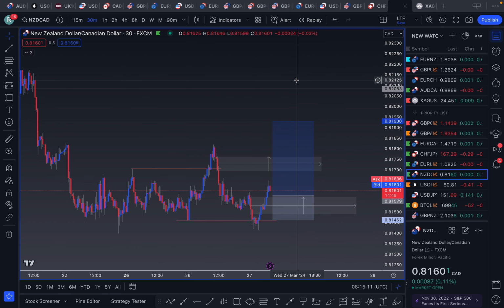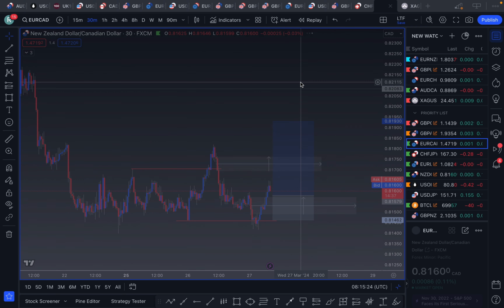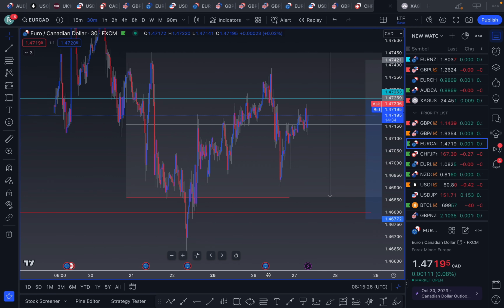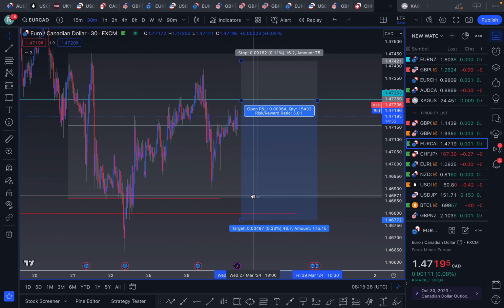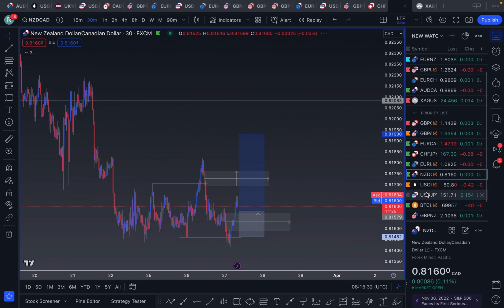Today is Wednesday, 27 March. I'm going to be highlighting my trading day. So before we start, I'm going to introduce my trades. We have this NZD CAD bullish setup and we have this EuroCAD bearish setup right here. Let me just do this a little bit better. Anyway, I'll fix the price action and the drawings later.